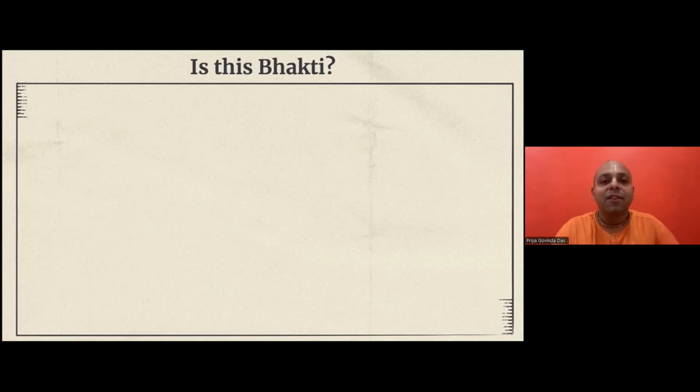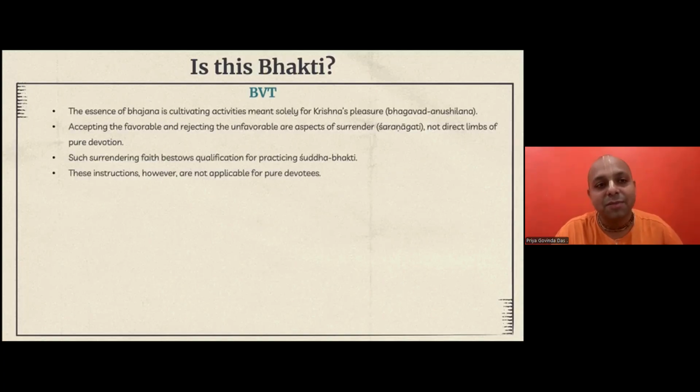So the answer is given by our Acharya, Srila Bhaktivinoda Thakur. Please read. The essence of bhajan is cultivating activities meant solely for Krishna's pleasure, Bhagavad Anushilan. Accepting the favorable and rejecting the unfavorable are aspects of surrender, Sharanagati, not direct limbs of pure devotion. Such surrendering faith bestows qualification for practicing Shuddh Bhakti. These instructions, however, are not applicable for pure devotees.